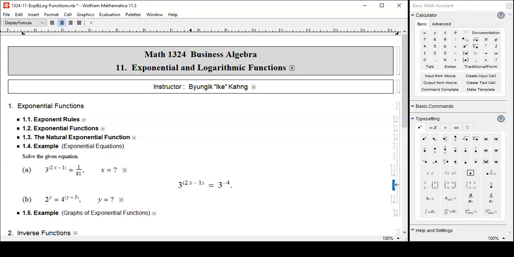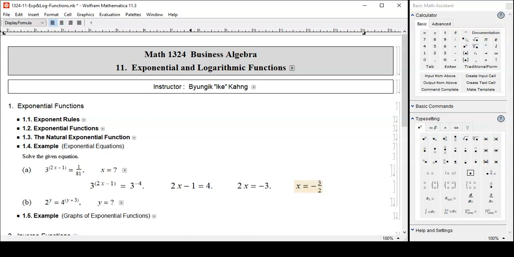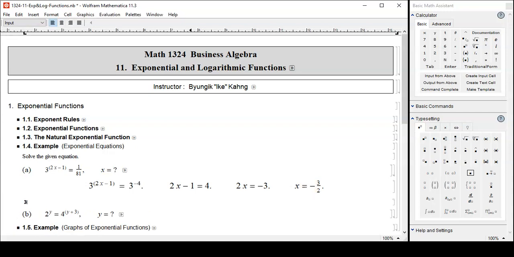Let's take a bit bigger font. Now we have the same base 3, and the powers are 2x minus 1 and negative 4 respectively, so we can get those two equal. 2x minus 1 is equal to negative 4, and from this I can find the x value. 2x is equal to negative 3, x equals negative 3 over 2. Did I do this right?